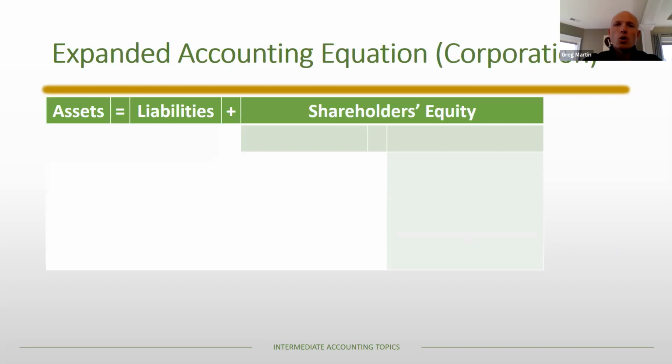All right, so this is more of the corporate view of that, which you guys had highlighted. Assets equals liabilities plus shareholders' equity. There are two permanent components of shareholders' equity. Does anybody know the two permanent components of shareholders' equity? When I say permanent, I mean the balance sheet items.